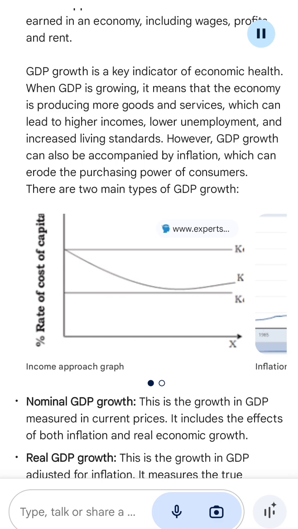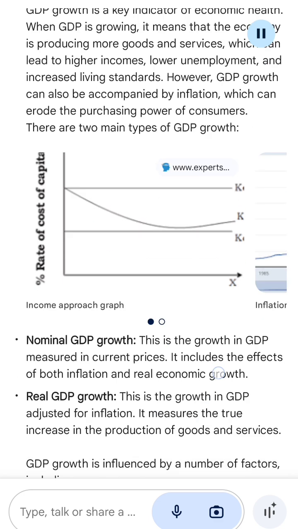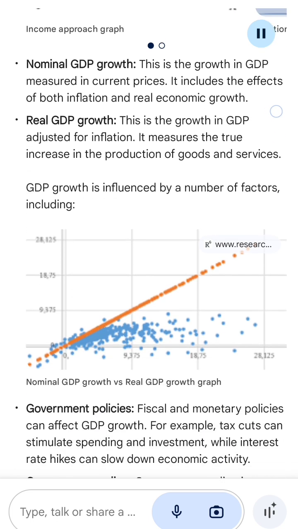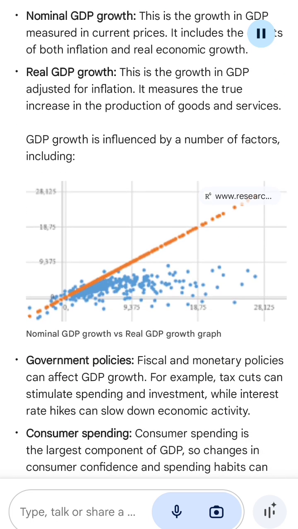There are two main types of GDP growth. Nominal GDP growth: this is the growth in GDP measured in current prices. It includes the effects of both inflation and real economic growth. Real GDP growth: this is the growth in GDP adjusted for inflation. It measures the true increase in the production of goods and services.